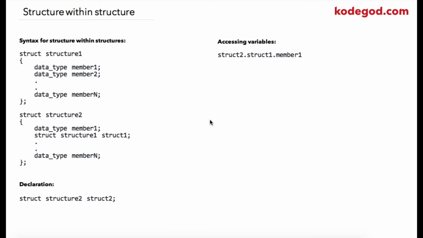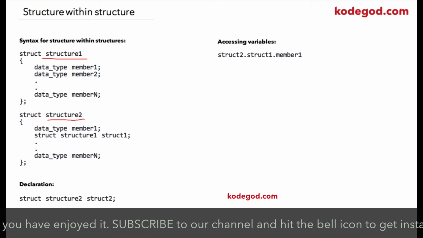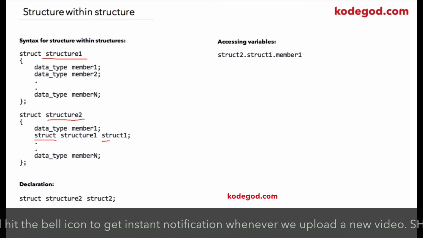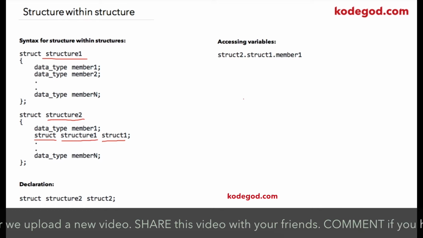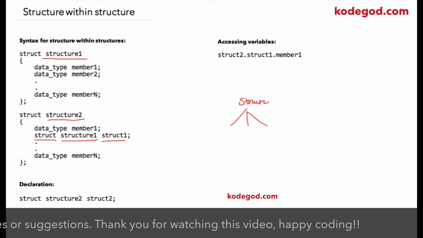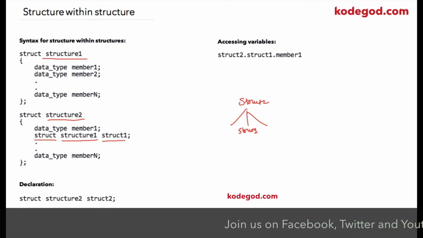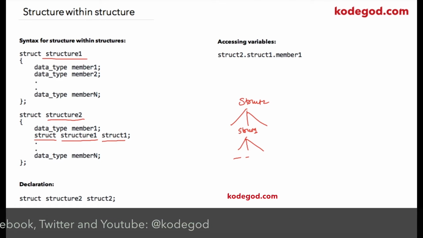In this lecture, we are going to learn about structure within structure. So what we are going to basically do is use a structure inside of a structure. If we assume structure1 and structure2 as two structures, then inside of structure2, I'm declaring a variable struct1 of type structure1. So structure2 has some data members inside of it, out of which there is one data member of type struct1. Inside of struct1, there would be data members of struct1.